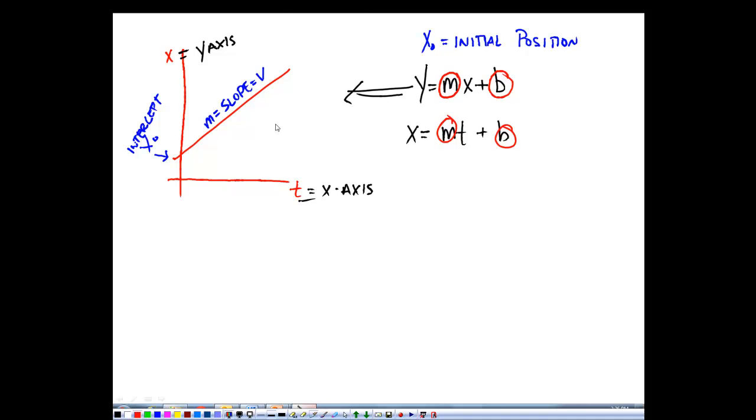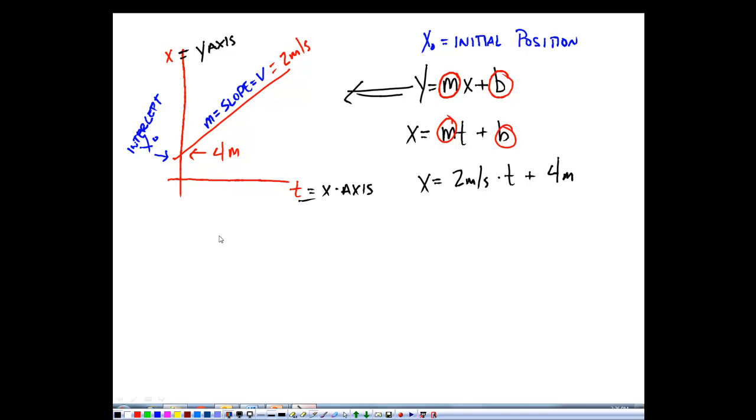Let's say for this graph then that our velocity is 2 meters per second and our intercept is 4 meters. Writing the equation for this would look like x equals 2 meters per second times time plus 4 meters.